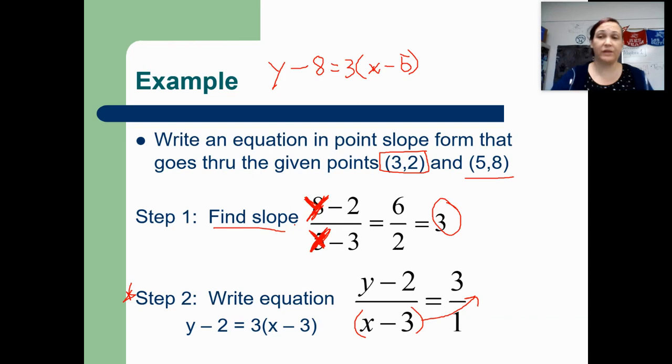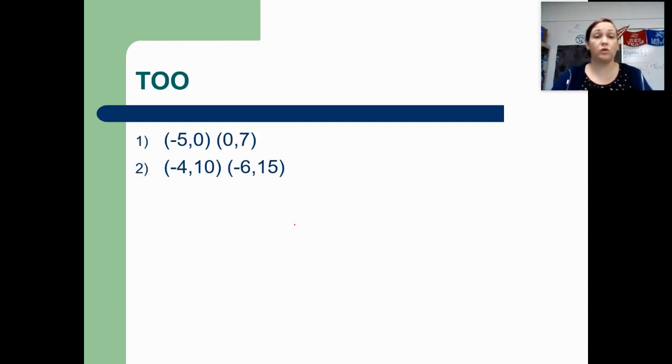All right, with that information, let's go ahead and have you try a couple on your own before you start your homework, just to make sure that you understand what you're doing. So pause the video, try these 2 on your own. Remember that you're starting, find the slope first, and then write me an equation in point slope form. Once you're done, you can restart the video and we'll check your answers. Make sure that you have answers to check before you listen to this next part.